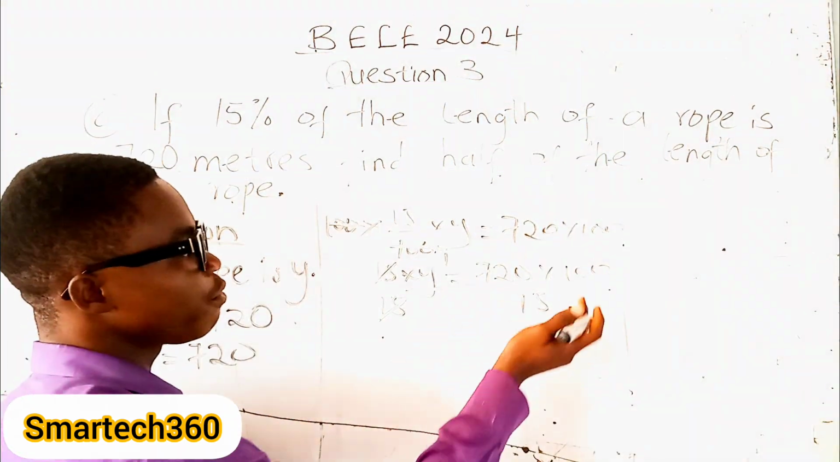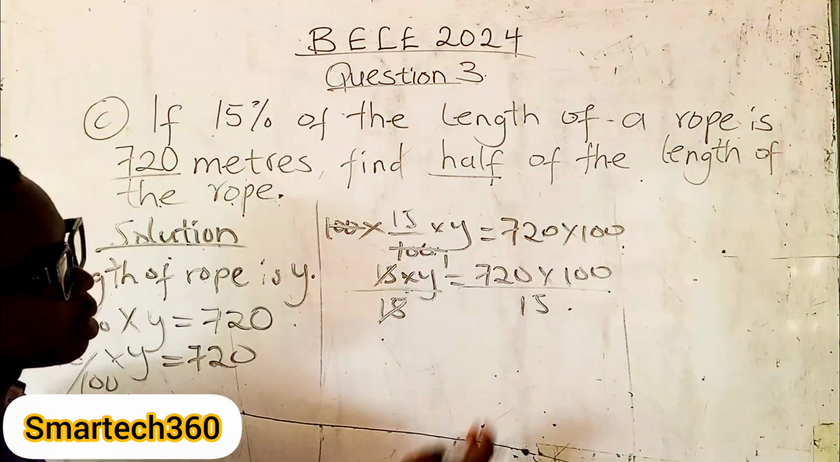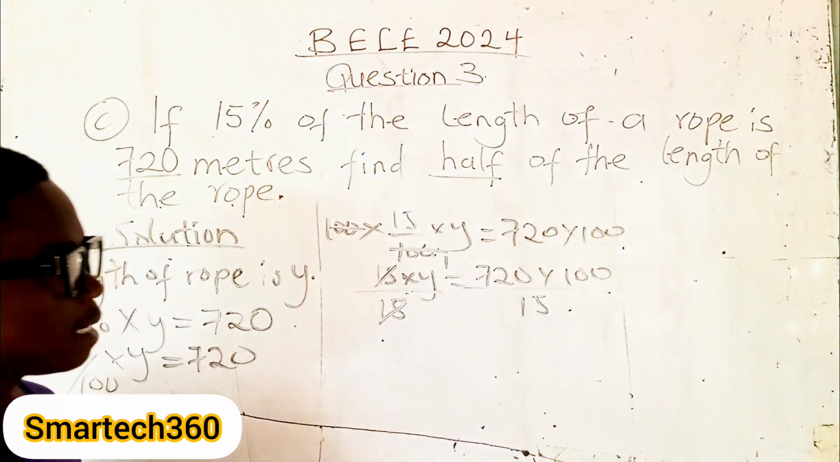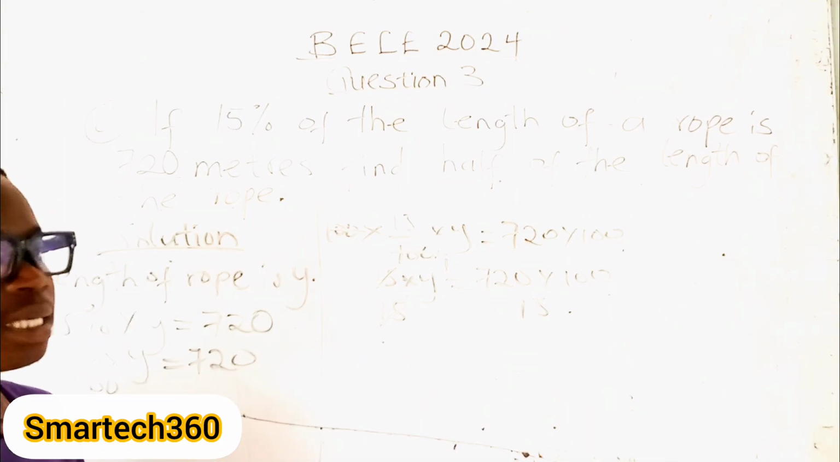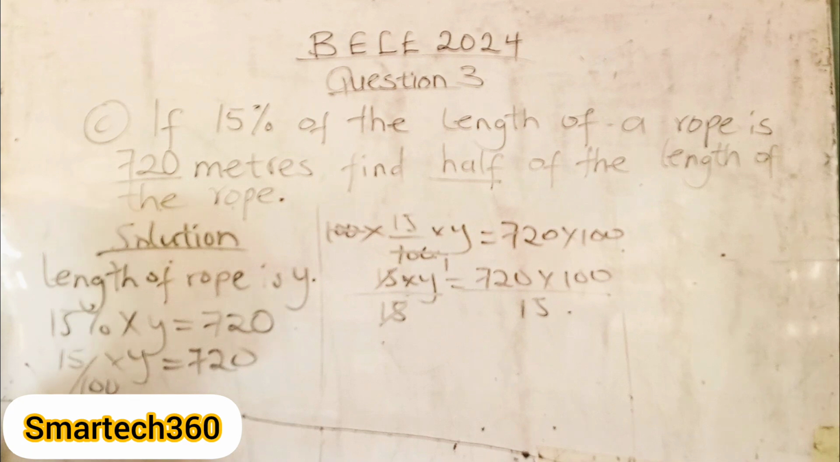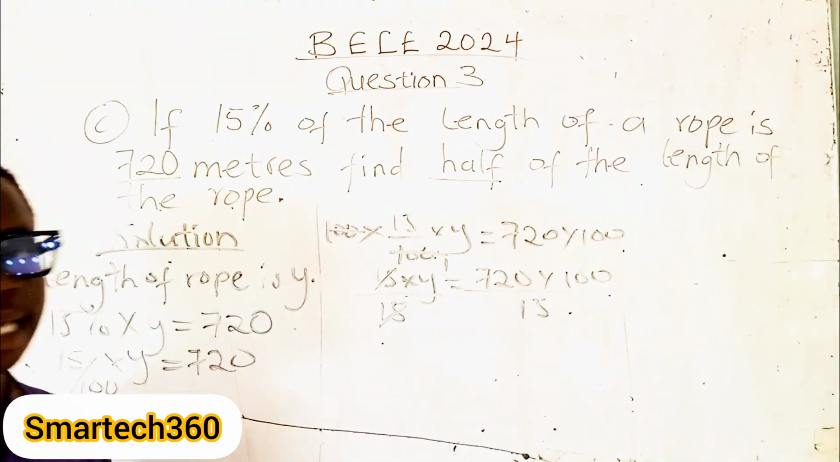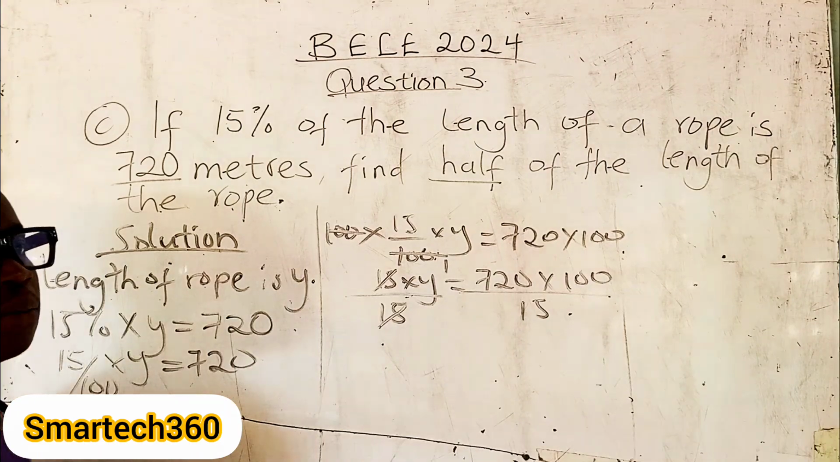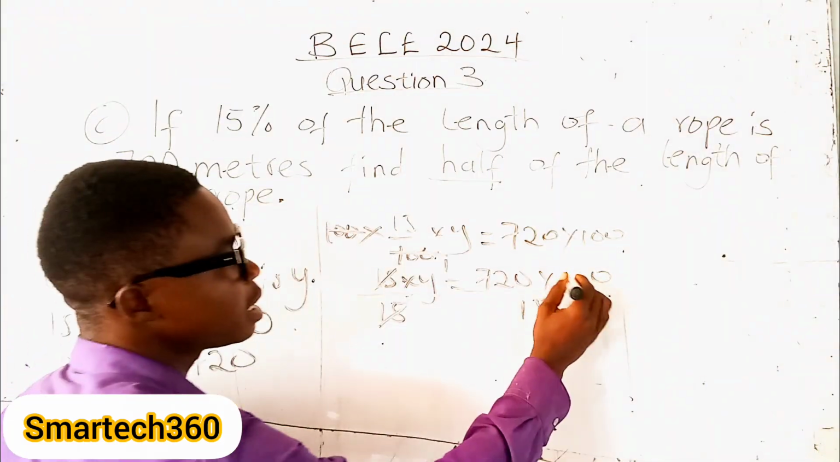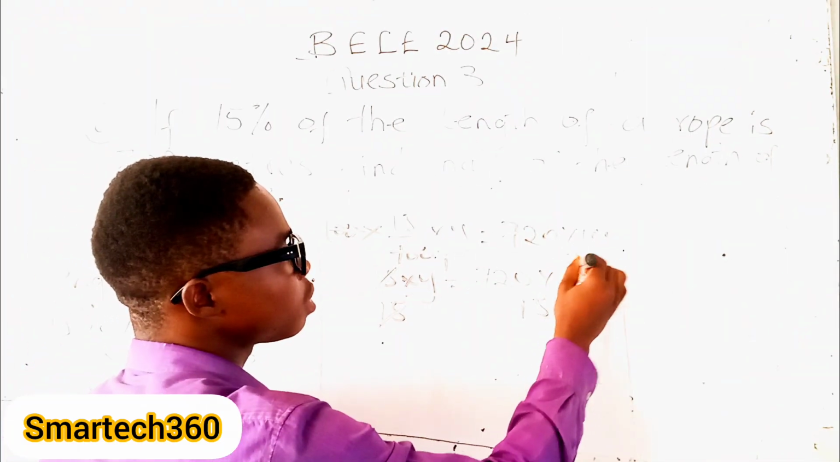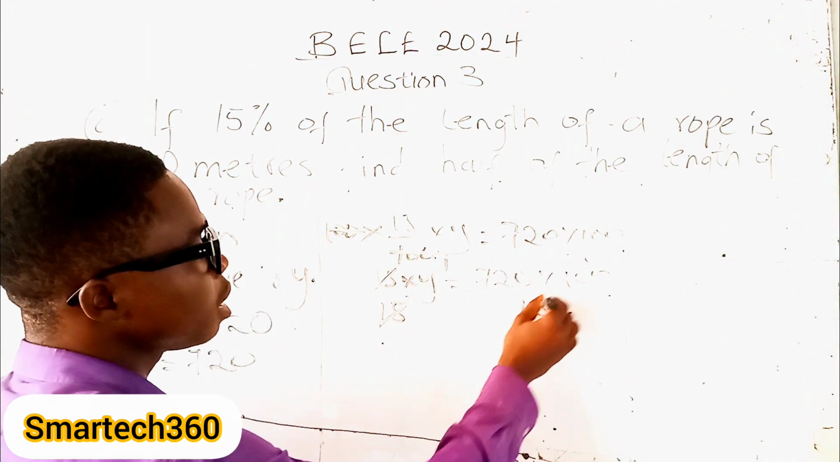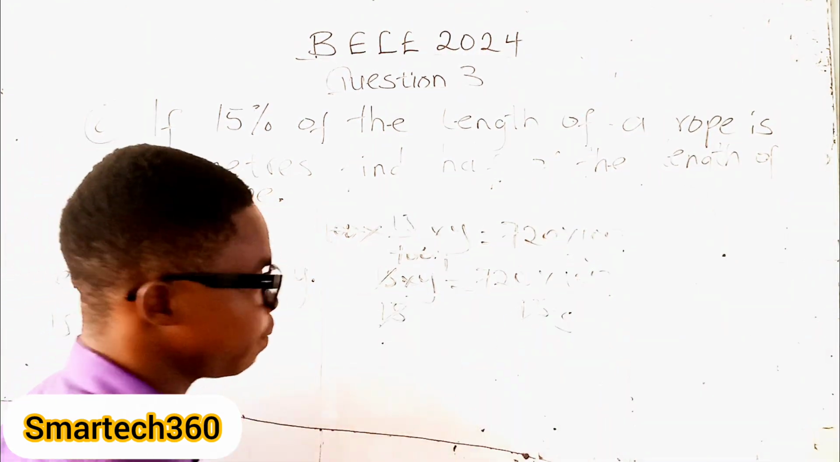Then from this side, if we take this, that's 1500, you find the highest common factor of the two, and the highest common factor of 100 and 15 is 5. So divide each of them by 5. So if you divide 100 by 5, you get 20. Then 15 by 5, you get 3.